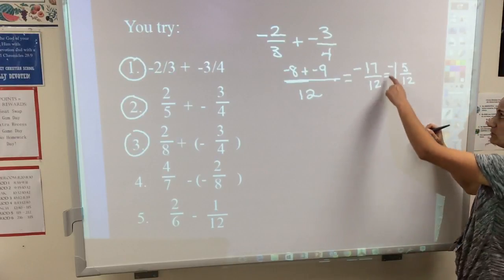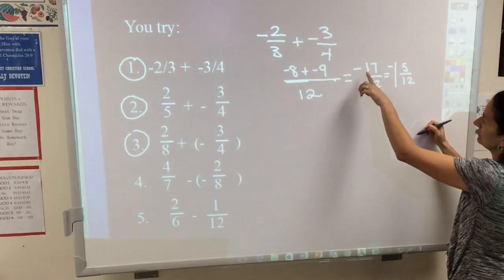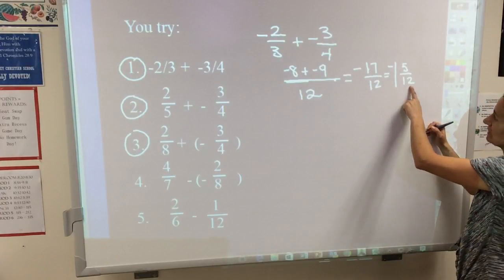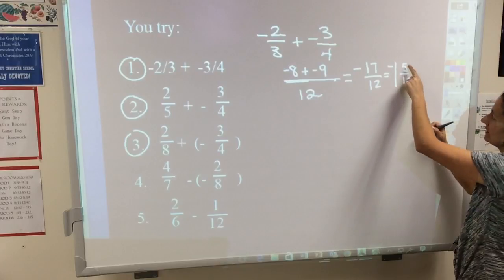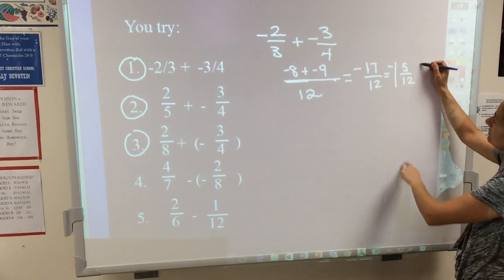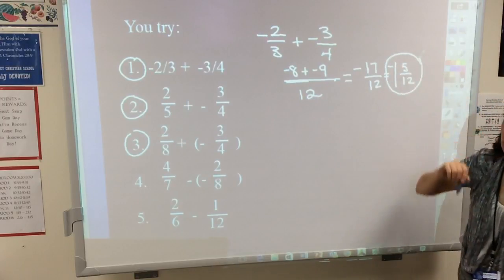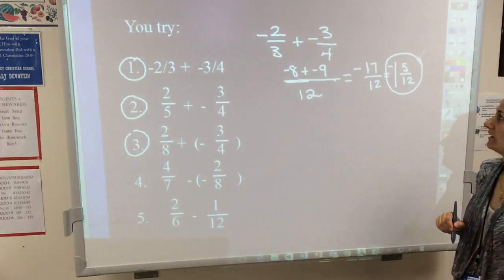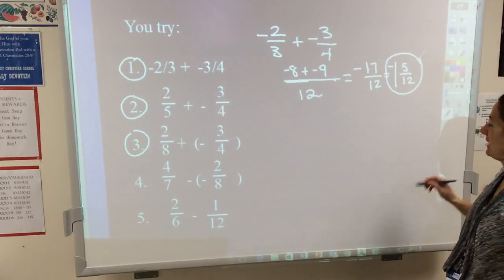And I'm going to double check my sign. Yep, they were 2 negatives, so it's negative. I'm also going to make sure it's in simplest form. I can't divide 5 and 12 by anything else. So this is the answer you should have gotten. Negative 1 and 5/12. Okay, let's check number 2.